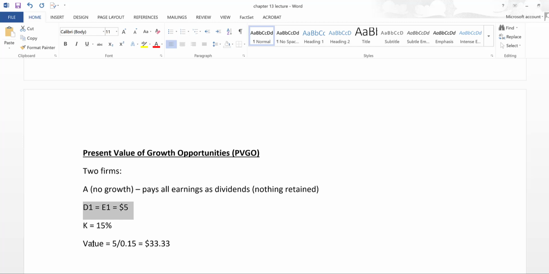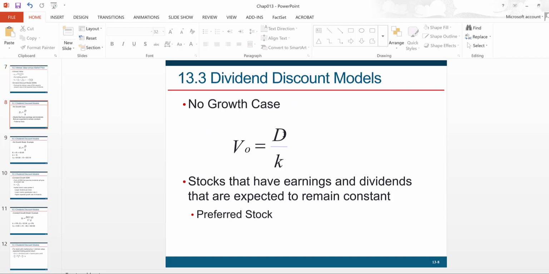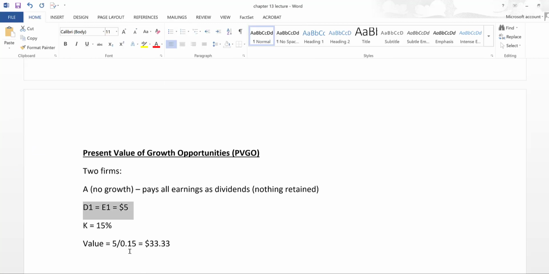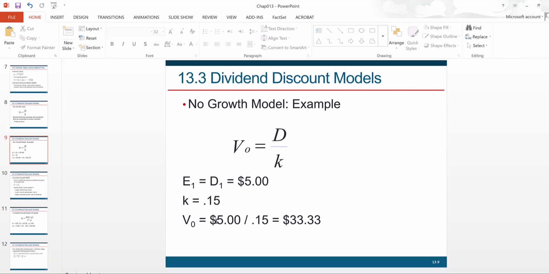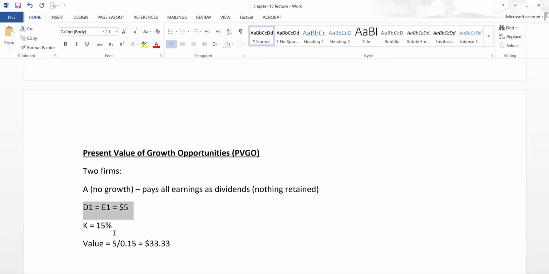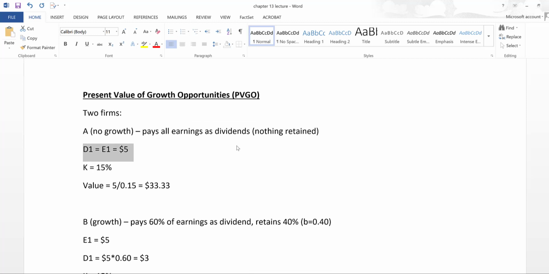So what would be the value? Again, this is the no growth case, so the no growth model applies here, right? Earnings divided by K or dividend divided by K, it does not matter, earnings are the same as dividend. So 5 over 15%, right? 33.33. This is actually the same example we had on the slides before. So for this no growth firm, the value is $33.33, right? Using the dividend discount model under the assumption of no growth.